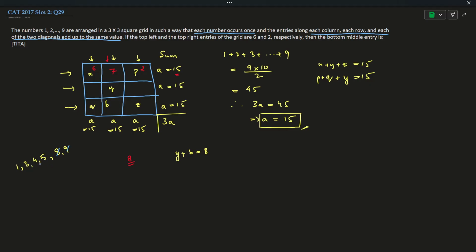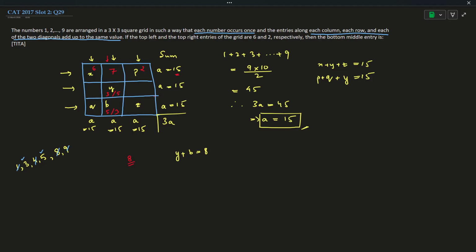Now if I use, let's say, 4, if either of y or b becomes 4, then the other must be 4, but I cannot use two 4s. So 4 is out. If I use 3, then the other number will be 5, so 3 is possible. If I use 5, the other number will be 3. That means this will be 3 or 5, and this will be 5 or 3. There are two possibilities.